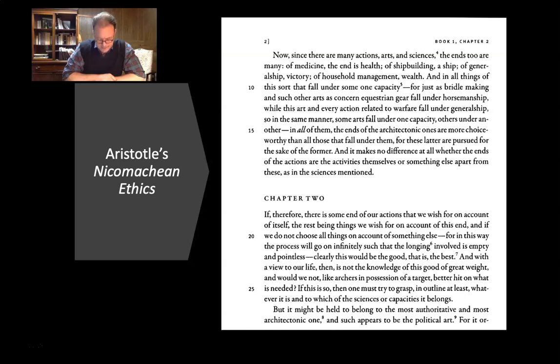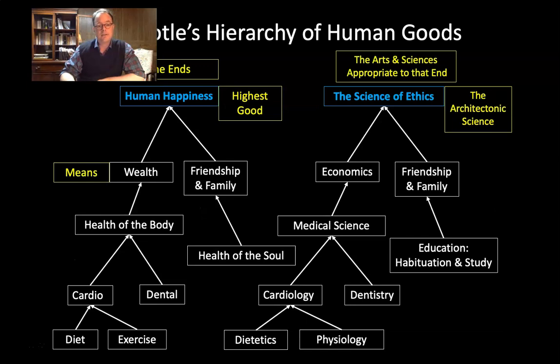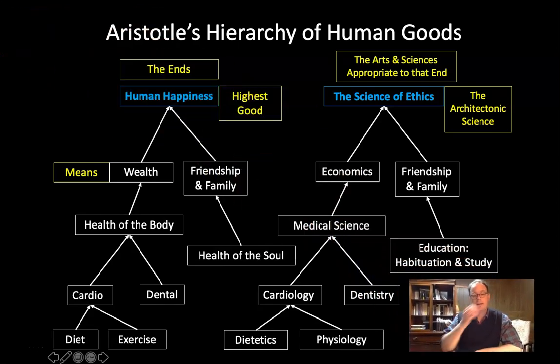Well, let's look here for a second. Here we're looking at two hierarchies of human goods, right? Let's start with the most recognizable one on the left. What is the highest human good? It's happiness. It's the thing for which we do all else. It is the end. It is the highest good.